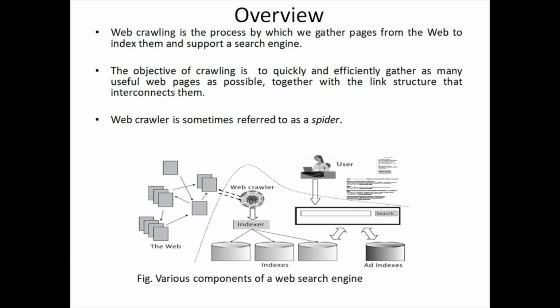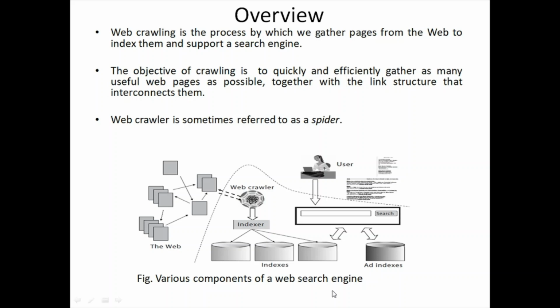So what is web crawling? Web crawling is the process by which we gather the pages from the web to index them and support a search engine. The objective of crawling is to quickly and efficiently gather as many useful web pages as possible, together with the link structure that interconnects them. The text part of these crawled web pages, as well as the link structure, will be extracted and given to the indexer for indexing.